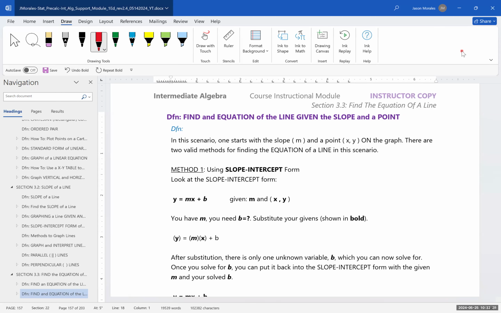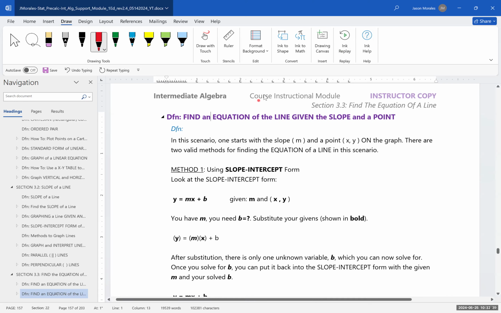Right, pressing on, we want to be able to find an equation of the line. So we want to find an equation of the line given the slope and a point. In this scenario, one starts with the slope and a point on the graph. There are two valid methods for finding the equation of a line in this scenario. Method one is using the slope-intercept form.